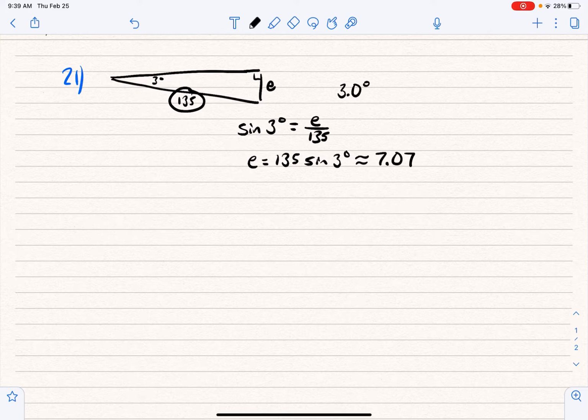It means the airplane's about 7.07 miles off course where it's supposed to be after only flying 135 miles. If you're 7 miles from where you're supposed to be, that's kind of a problem. It can't land. All right, let's look at number 23.